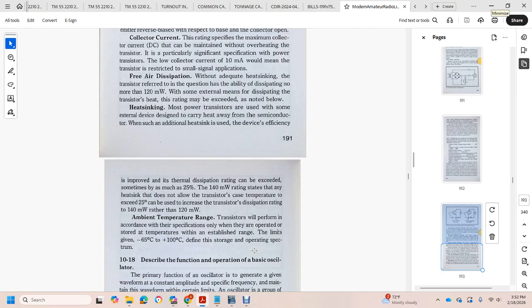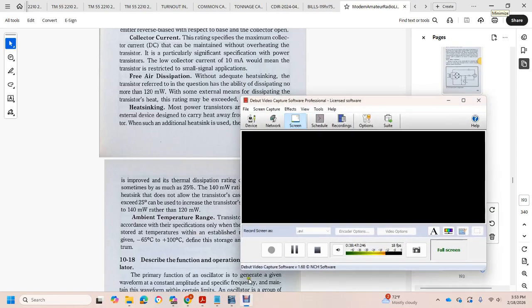It improves the thermal dissipation rating, sometimes exceeding it by 25% of the milliwatt rating, but this does not follow for the transistor case temperature of 25 degrees Celsius. The transistor dissipation ranges from 140 milliwatts, referred to as 120 milliwatts, over the ambient temperature range of the transistor, and the current specification applies only when operating within the established range with the limit of negative 65 degrees Celsius to 100 degrees Celsius, the operating range.